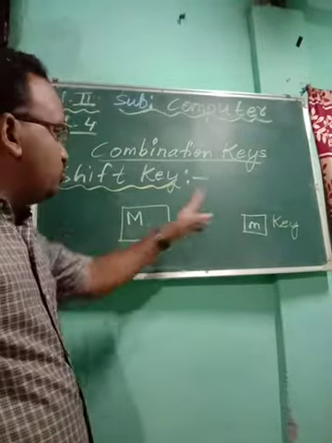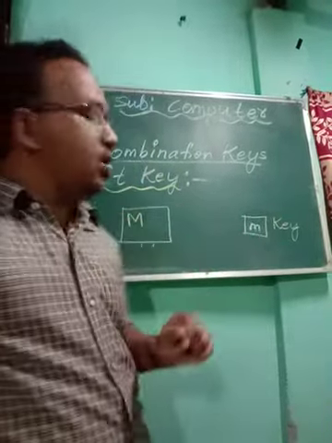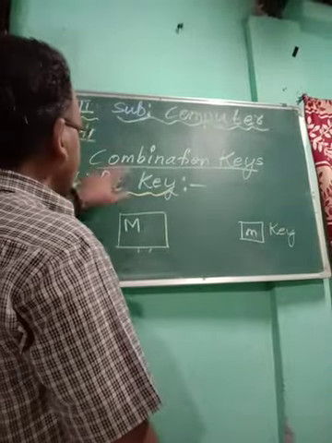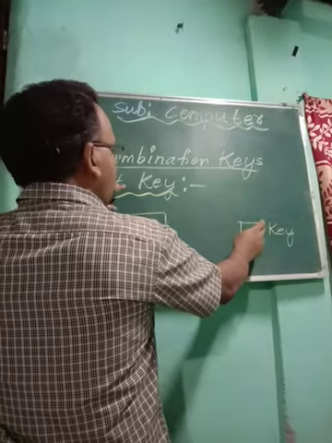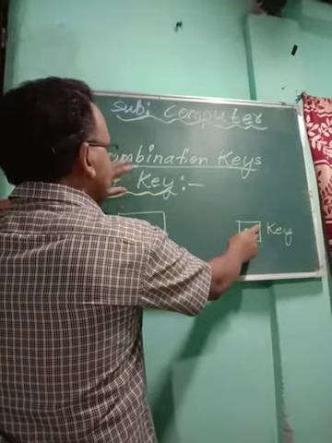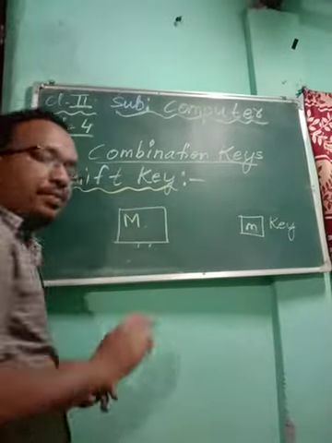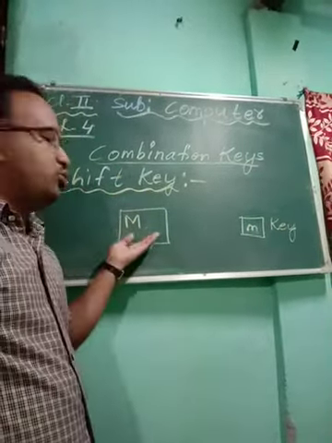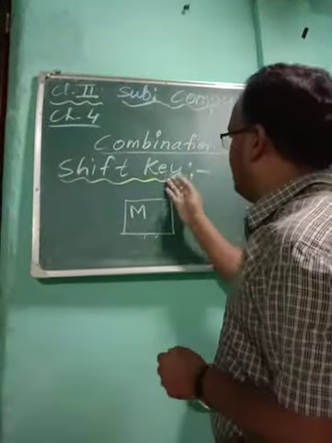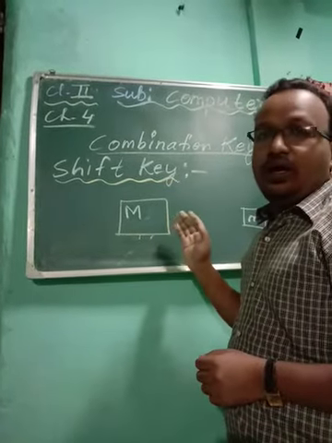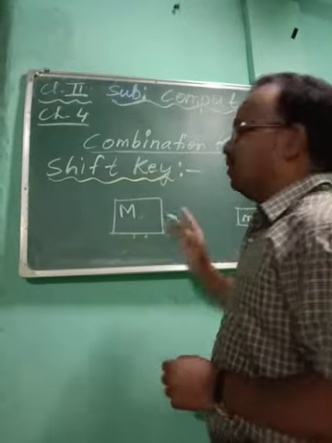Okay children, to make a small letter into a capital letter without going to the caps lock key, you have to use a combination key. Press the shift key and the small letter on your keyboard. When you press both keys together, shift and the alphabet M, your capital letter M will show on the monitor screen. In this way we can use the combination key with the help of the shift key.